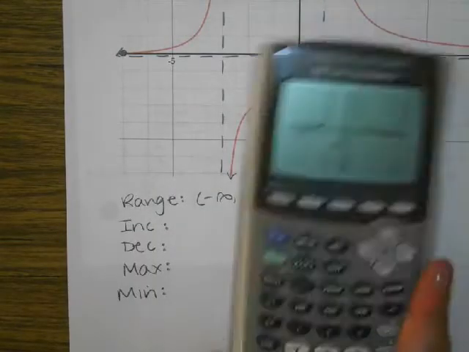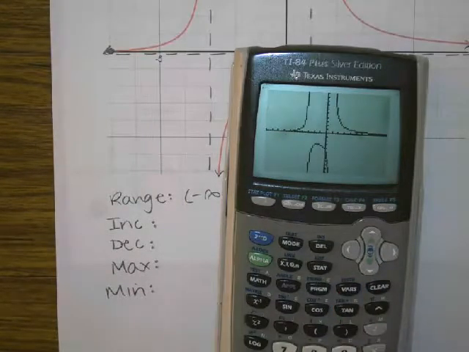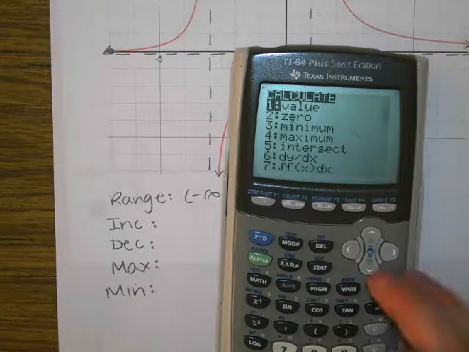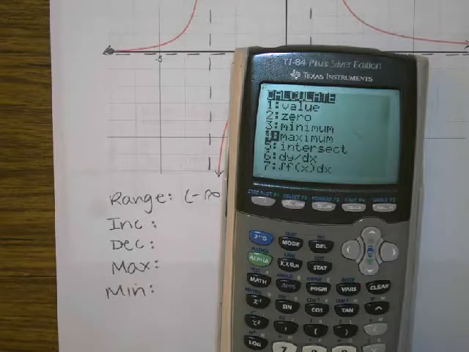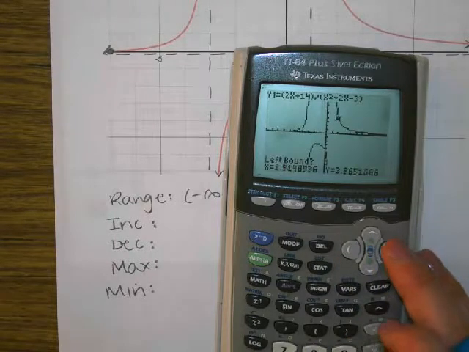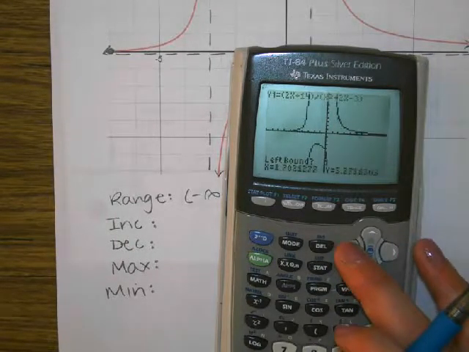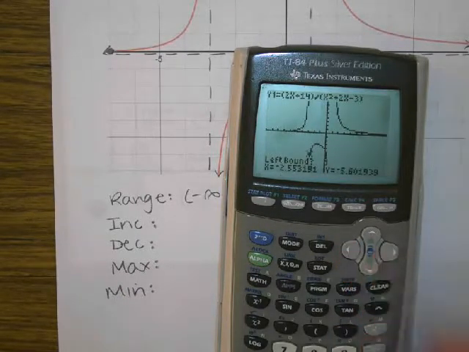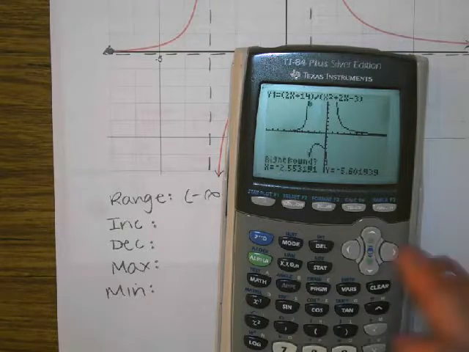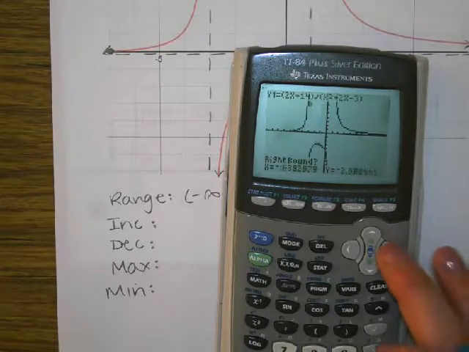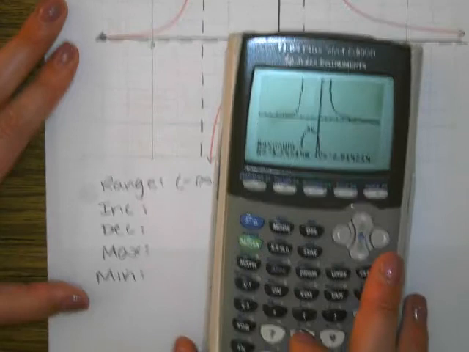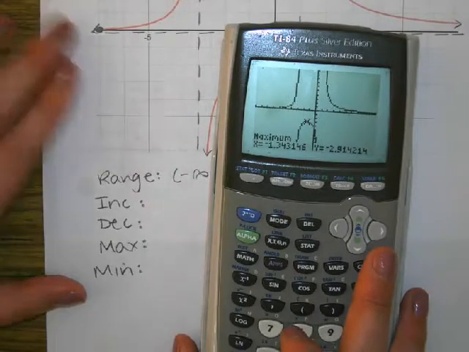So on your graph, what should we do? Go down. Second choice. Second trace. Maximum, number 4. We want to know what the maximum is. Here we go. I want to be on the left side of it, and then I want to get over to the right side of it. All right, so it's almost at -3, but it's not quite. It's a little bit off.